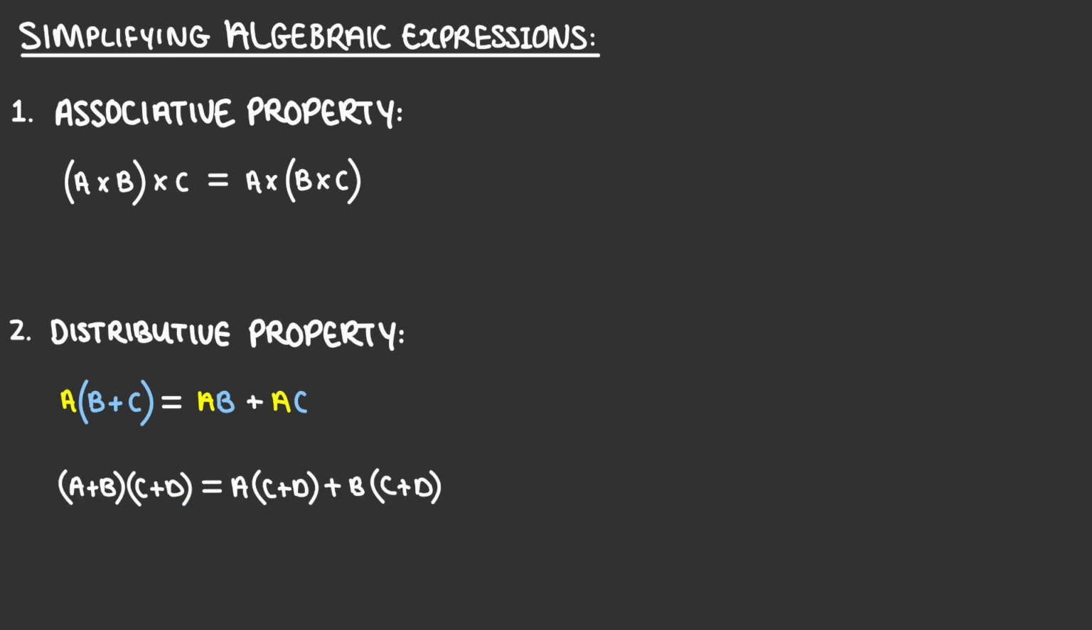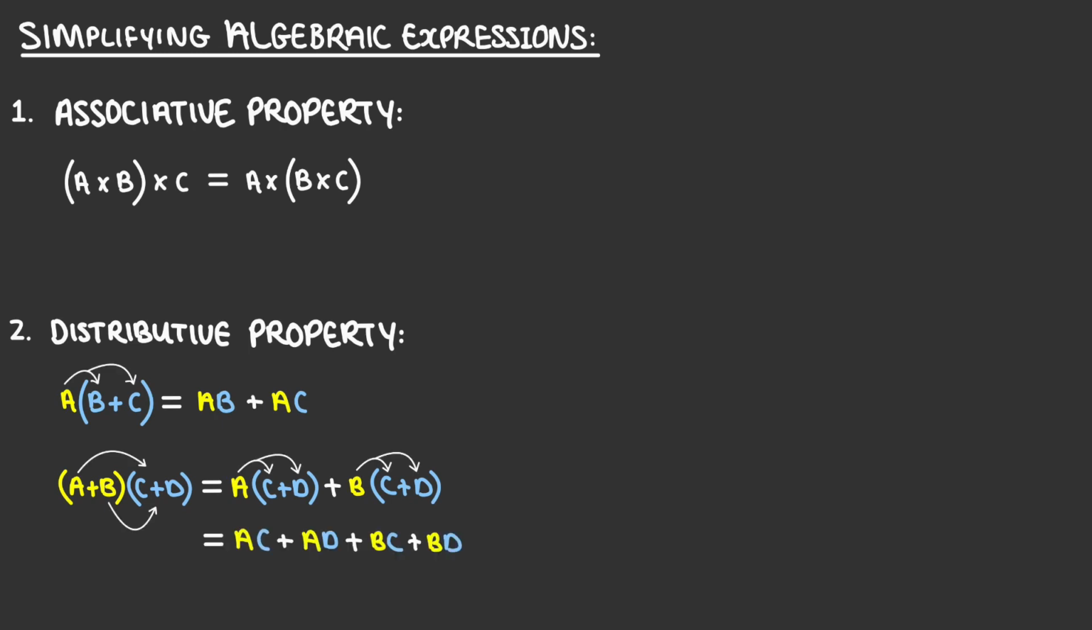Now, instead of having just a being multiplied by b plus c, we are now multiplying a plus b by c plus d. So in this case, we must multiply a by c plus d, and then multiply b by c plus d. Since all of the signs are positive, we then must add a multiplied by c plus d with b multiplied by c plus d.